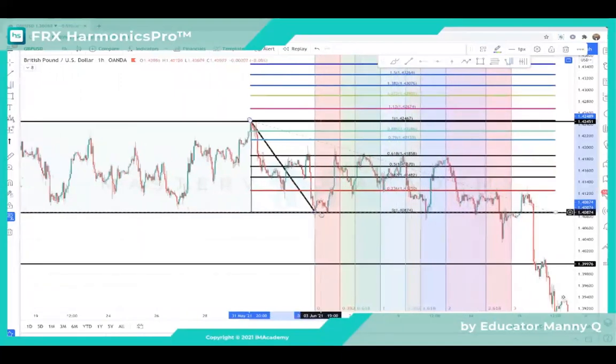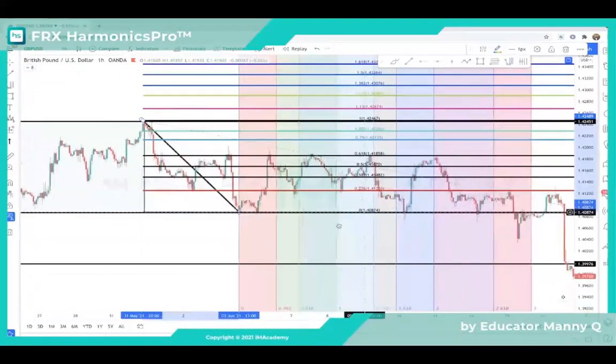And you plot it right over there. Now, what I want you to see is that these time zones, 0 is where it starts. You have 38.2, you have 618, you have the 100, you have 138.2, 1618, 200. These Fibonacci numbers are representing the time travel in terms of the swing.